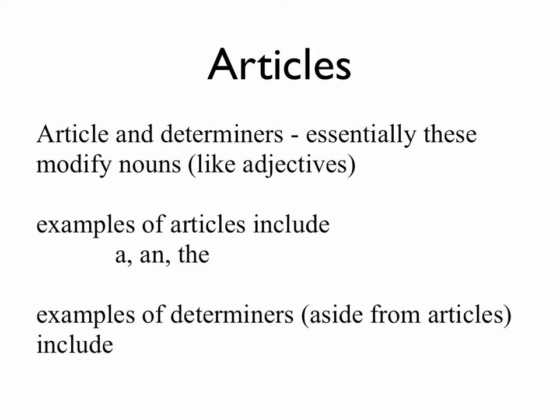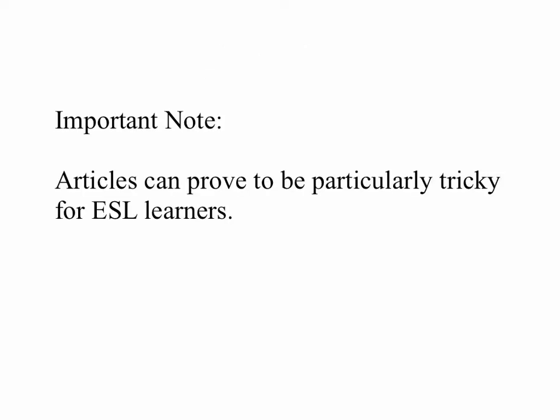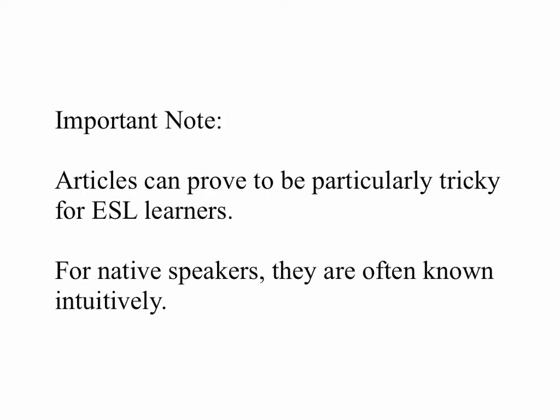Examples of determiners include this, these, and those. We're not going to talk about determiners, but I do want you to know that they exist. Instead, we're just going to focus on articles. One important note about articles is that they can prove to be extremely tricky for ESL learners. For native speakers, they are often known intuitively.